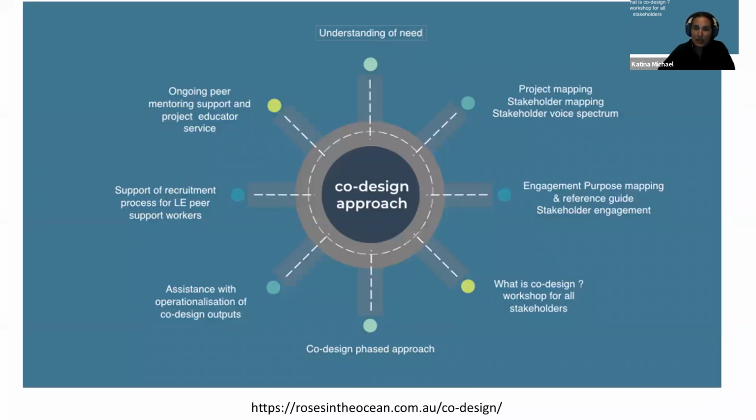Another depiction of the co-design approach with the project mapping, the stakeholder mapping, the voice spectrum of the stakeholders. So you can see sort of the ranges. Then engage, purpose mapping and reference guide, stakeholder engagement. Okay, again, similar terms. What is co-design? Co-design phased approach, assistance with operationalization of co-design outputs. And that's the aim for everyone really, is to operationalize, to get to these outputs from principles or ideas. How do you put them into practice? Support for recruitment process and ongoing peer mentoring support, and beginning with understanding of need. And that's often missed.